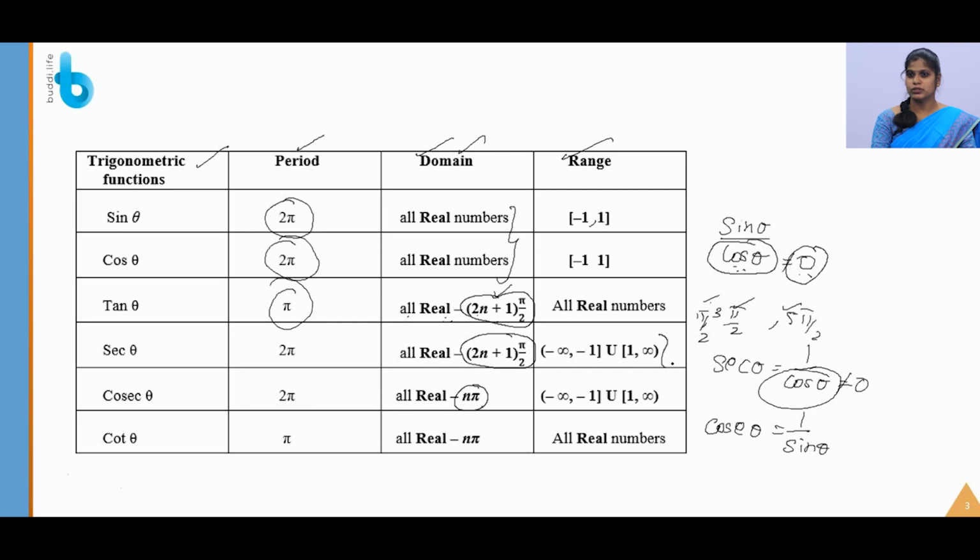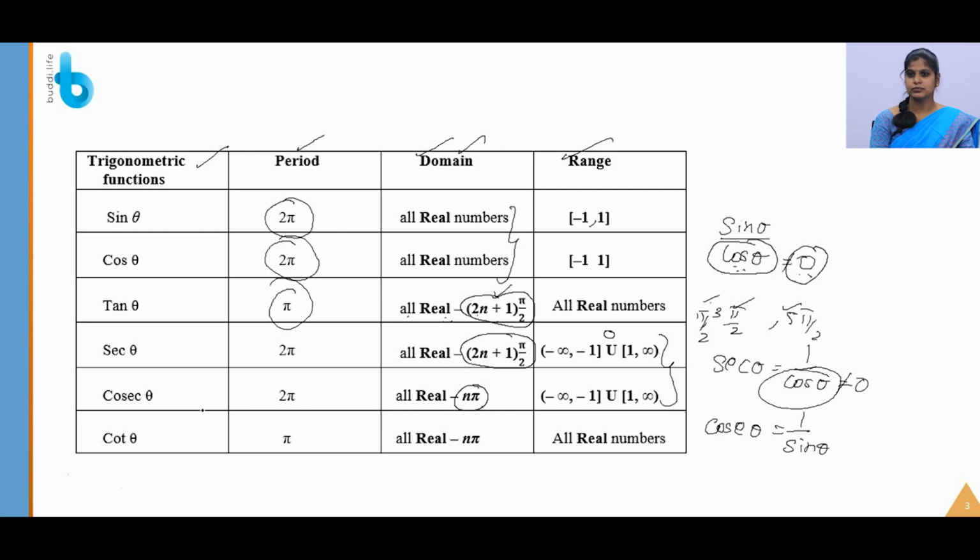And for both secant and cosecant, the range is minus infinity to minus 1, union 1 to infinity. That is, again, it's all the real numbers except 0.